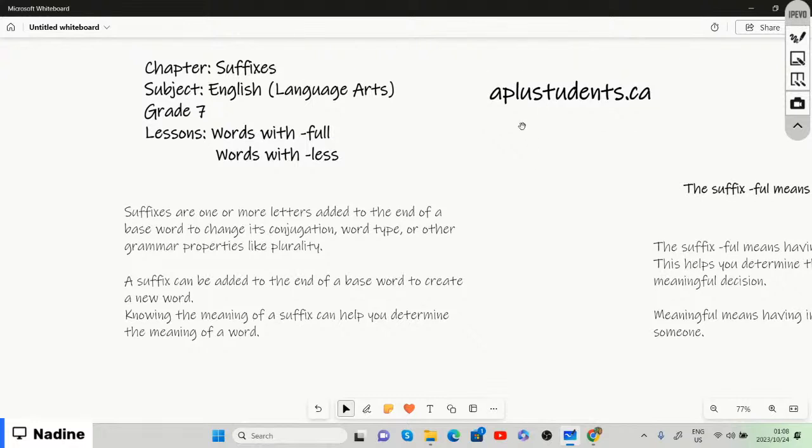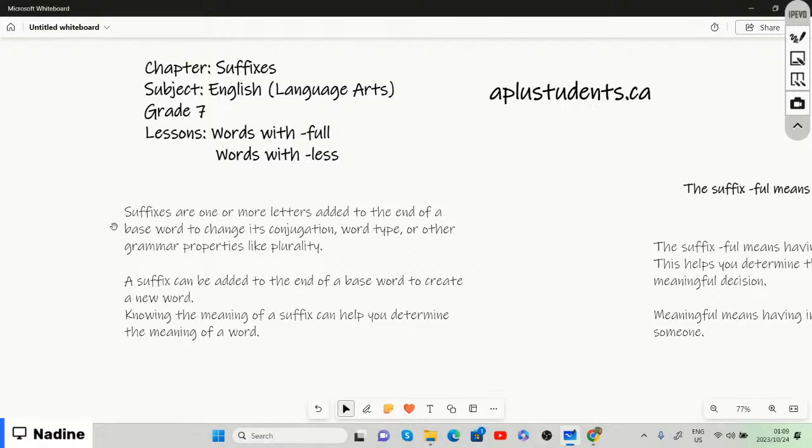All right. So suffixes are one or more letters that are added to the end of a base word to change its conjugations, word type, and other grammar properties, like plurality. A base word is a word that can stand on its own.